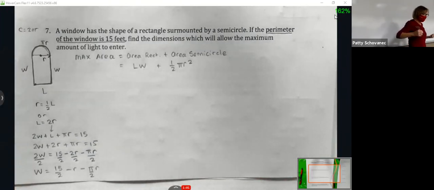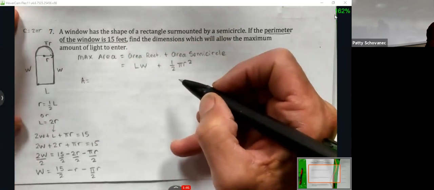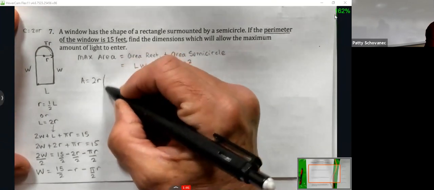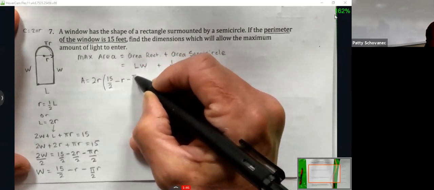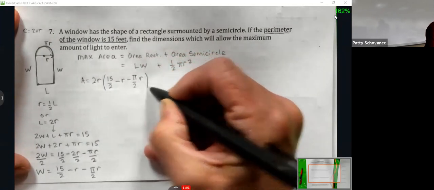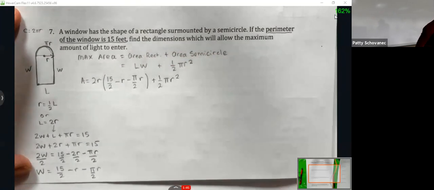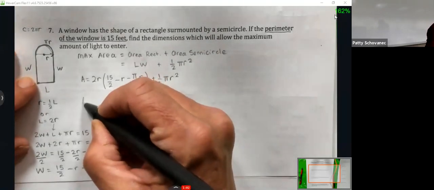So now I'm going to go back to my objective function and write my area strictly in terms of r. L, we said, was twice r. W is that big long line down there, 15 halves minus r minus pi halves r. And then I have plus 1/2 pi r squared. If I send that 2r through there, I'm going to get rid of all those fractions. So let's go ahead and multiply this out first.